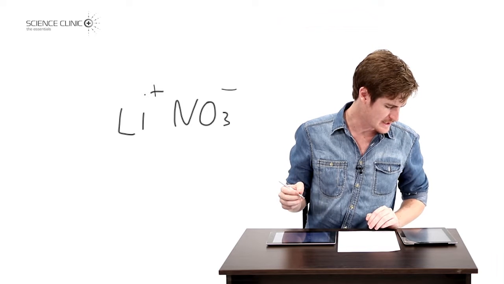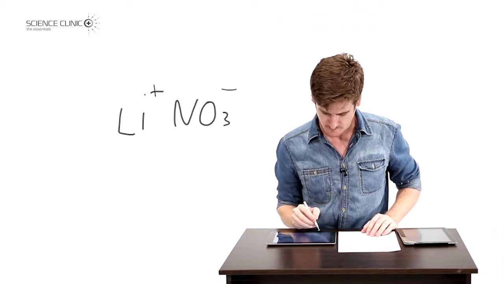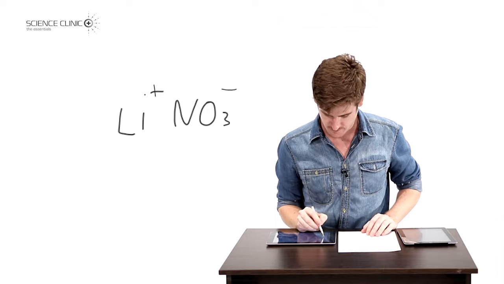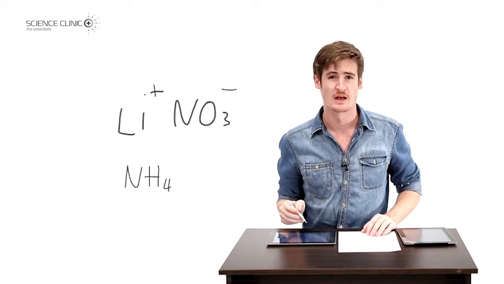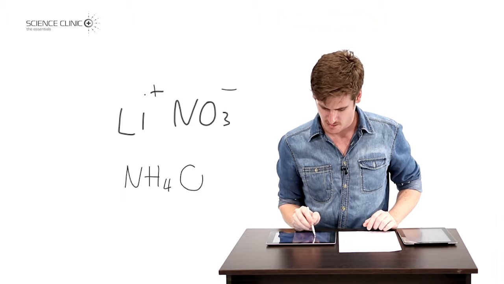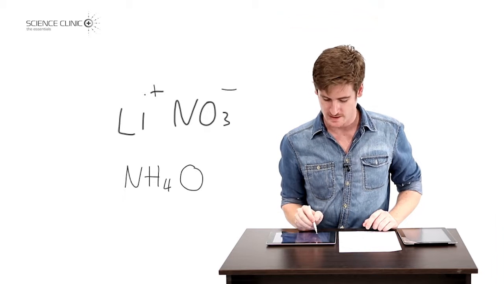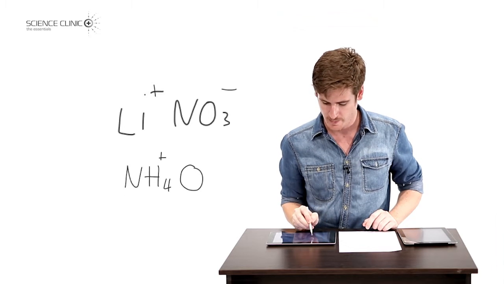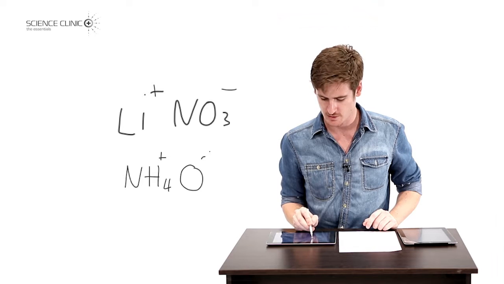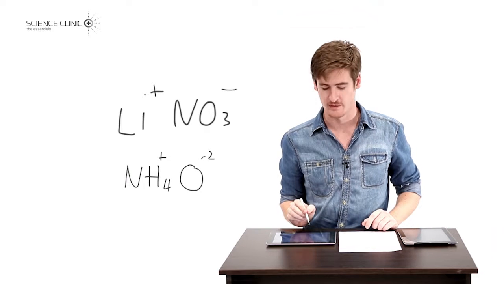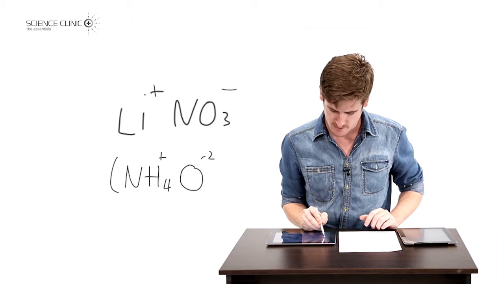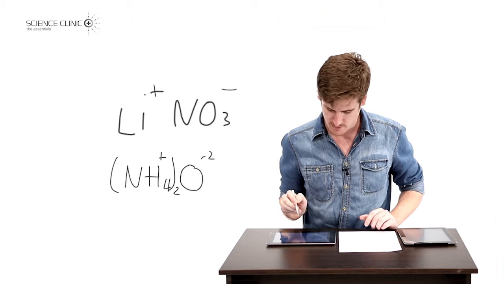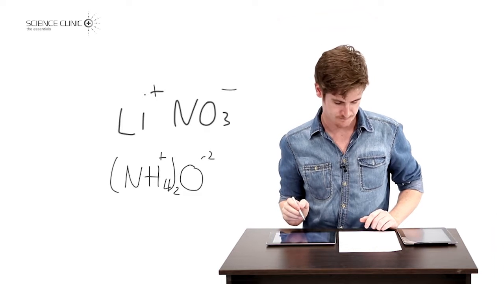Next, we look at ammonium oxide. We know that ammonium is NH4, oxide obviously being oxygen. Ammonium has an oxidation number of +1, and oxygen has an oxidation number of -2. That means to balance this +1 and 2, we need to have 2 ammonium ions.